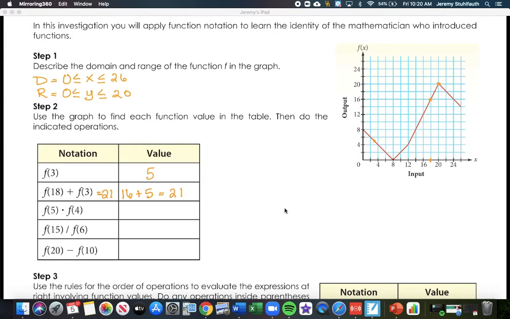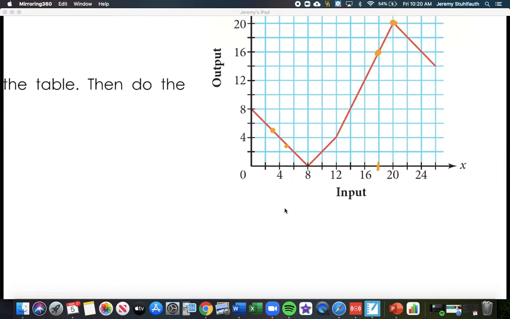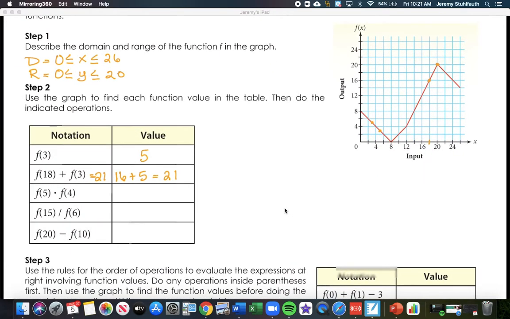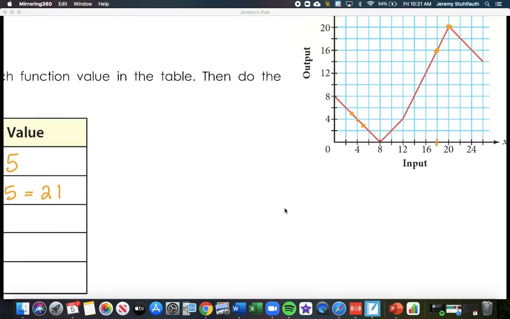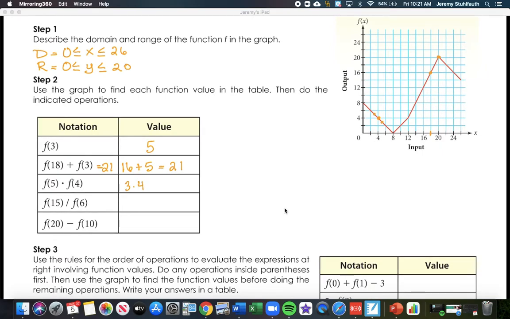Next, if we look at f of 5, it occurs here. So f of 5 is going to be equal to 3. We have 3 times f of 4. f of 4 is equal to 4. So we have 3 times 4, which gives us 12. So f of 5 times f of 4 is equal to 12.